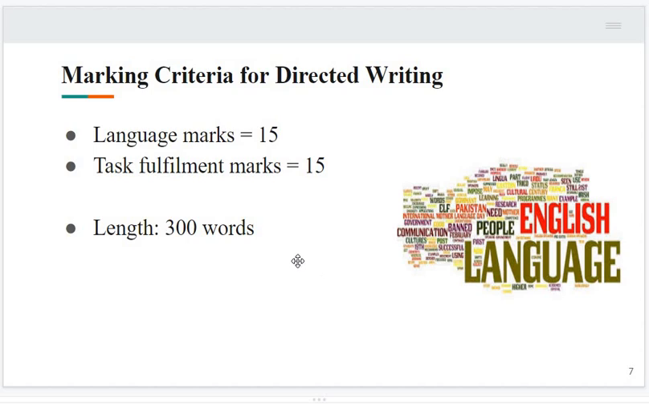Marking criteria for directed writing in O level. Language carries 15 marks. Language means accuracy of language, spellings, variety of vocabulary, different types of sentence structure, punctuation marks, all are included in language marks. Even vocabulary. Have you used childish vocabulary or have you used advanced level vocabulary?